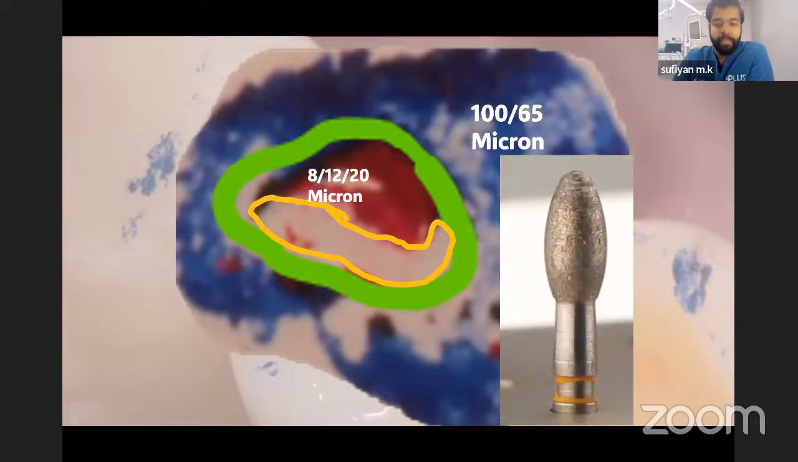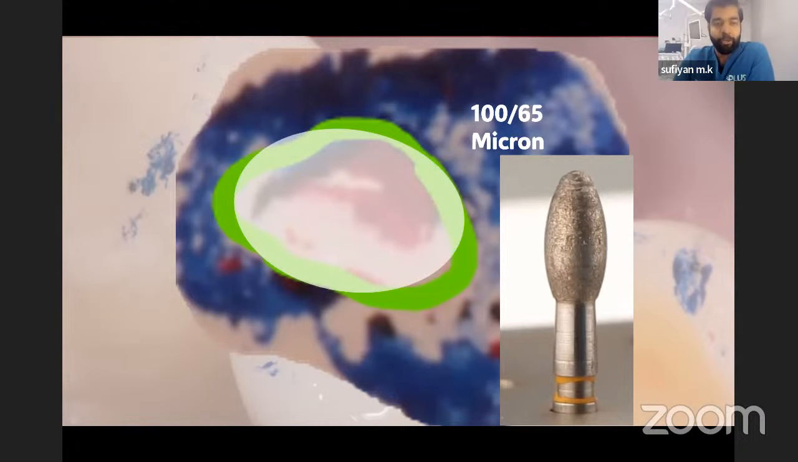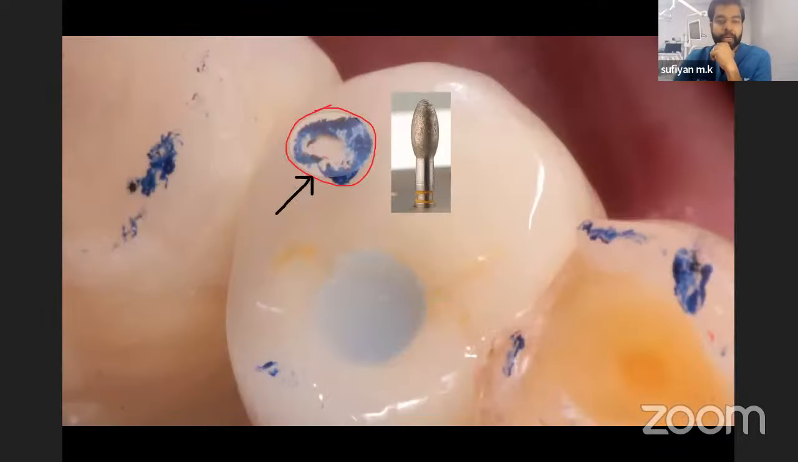yellow finishing burr, right? You'll reduce that, and also you'll reduce the red articulating paper marking, so that you reduce the articulating point. Okay, you have confined that to 12 or 20 microns. You will reduce that also. And also you will reduce a little bit of the blue articulating area, very little.